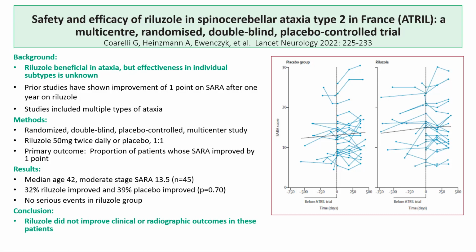So even though the original riluzole study that looked at multiple types of ataxia showed that it can be effective for gait ataxia and other ataxia signs, it may specifically not be helpful for SCA2 or some of the individual ataxias. So hopefully as these studies are completed, it'll give us some idea of who we should be prescribing this to. Next slide.